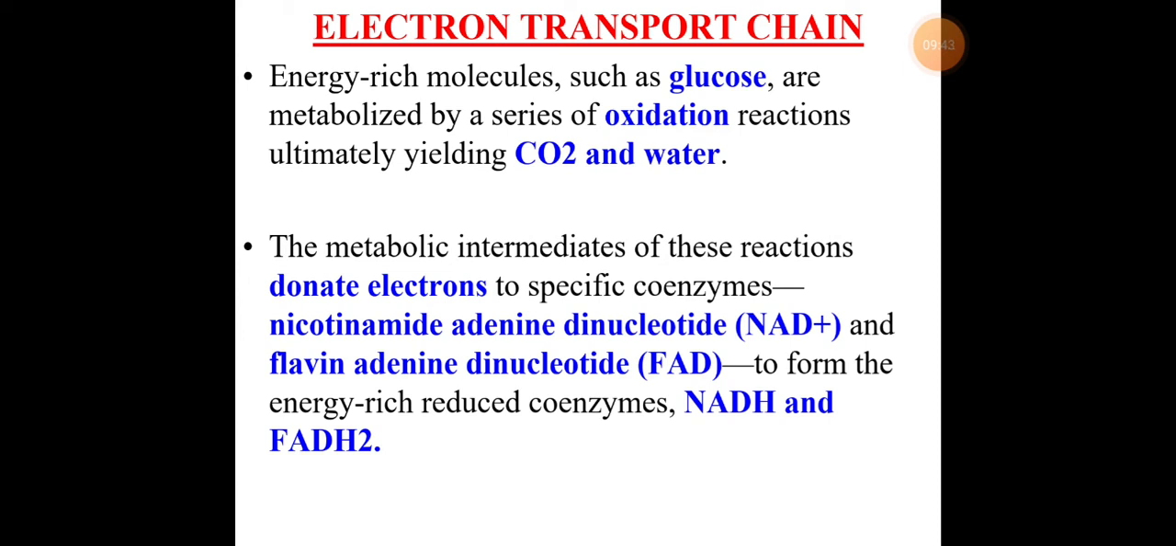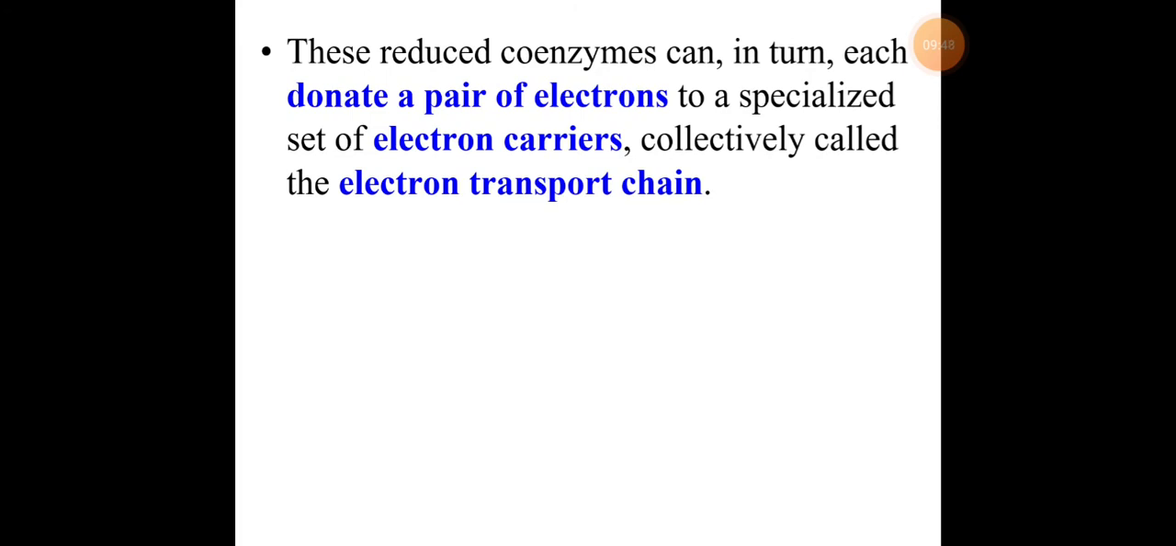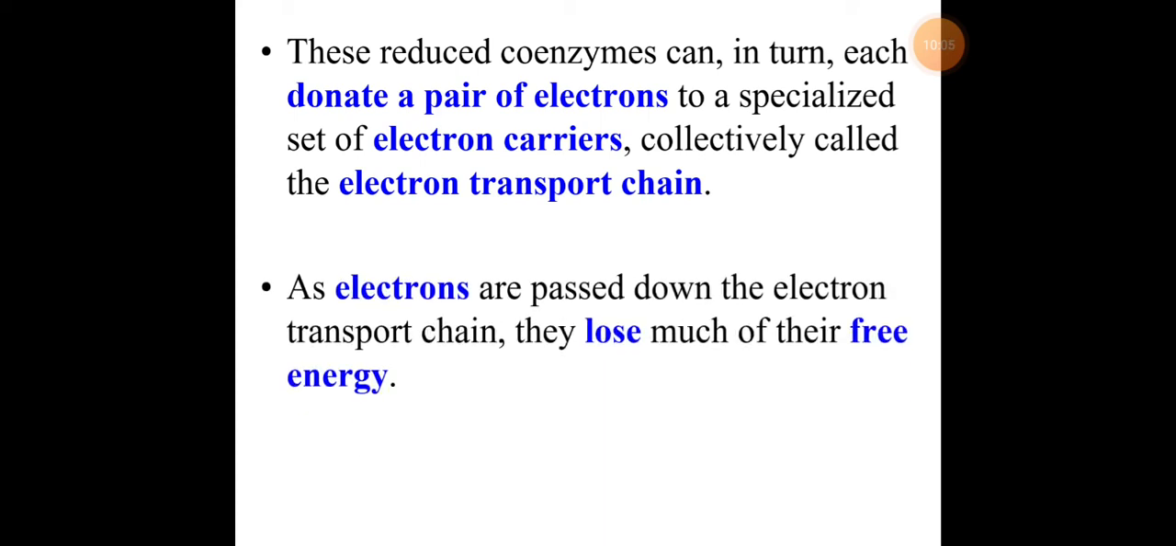We call these coenzymes. These reduced coenzymes can in turn each donate a pair of electrons to a specialized set of electron carriers, collectively called the electron transport chain. They carry these electrons through the electron transport chain to produce energy as ATP. As they pass down the electron transport chain, they lose much of their free energy.